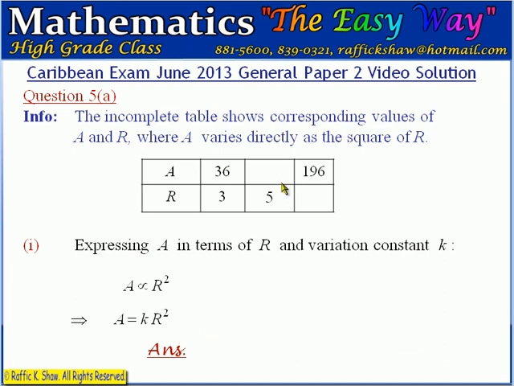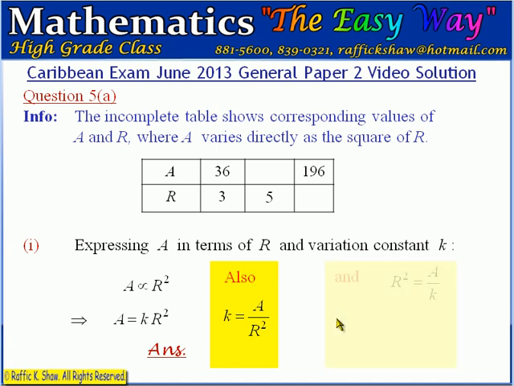Now, based on the information here, we're going to have to complete this table. To do that, we need to calculate a value for A here, and also a value for R. In order to calculate these values, we also need to find the constant of variation. Therefore, it makes sense to write down K as the subject of this equation. K would be equal to A divided by R squared. So when we are finding the value for K, we can use this formula.